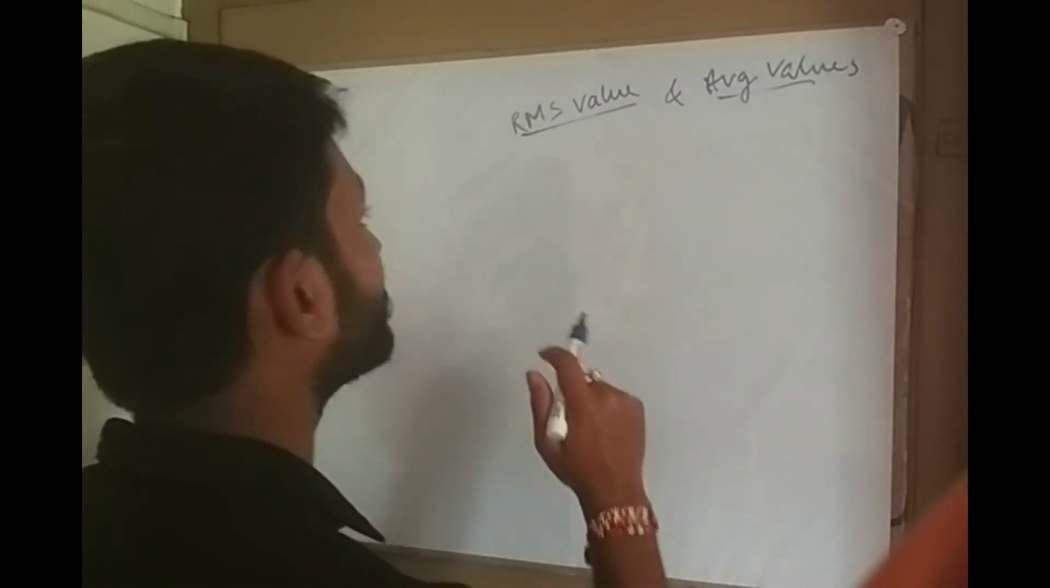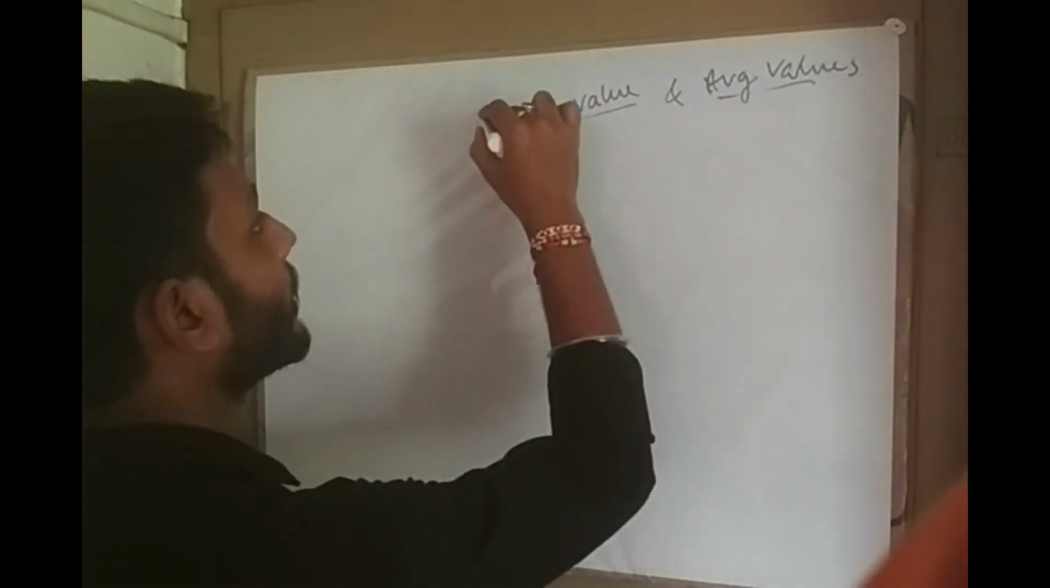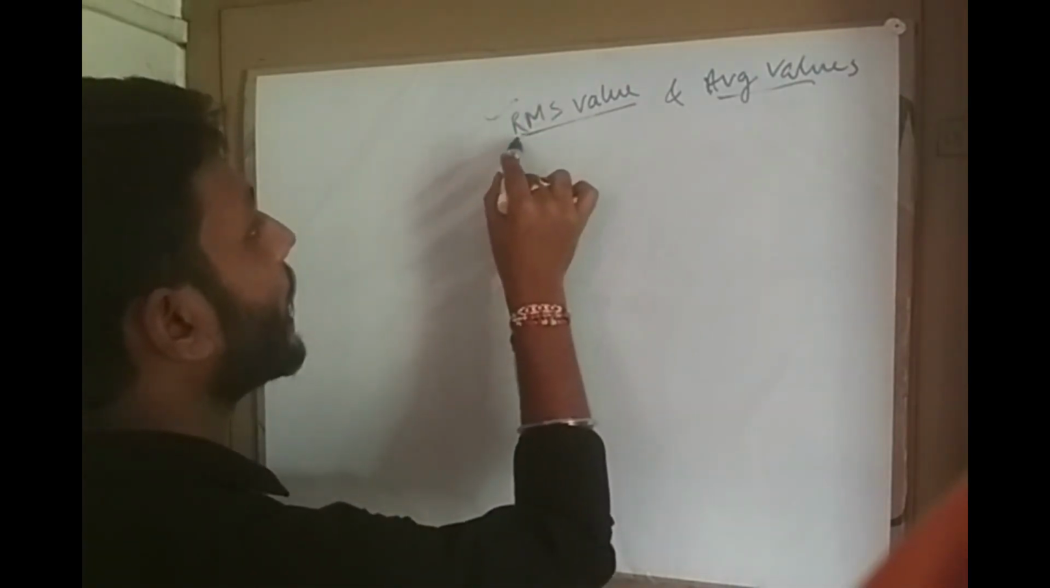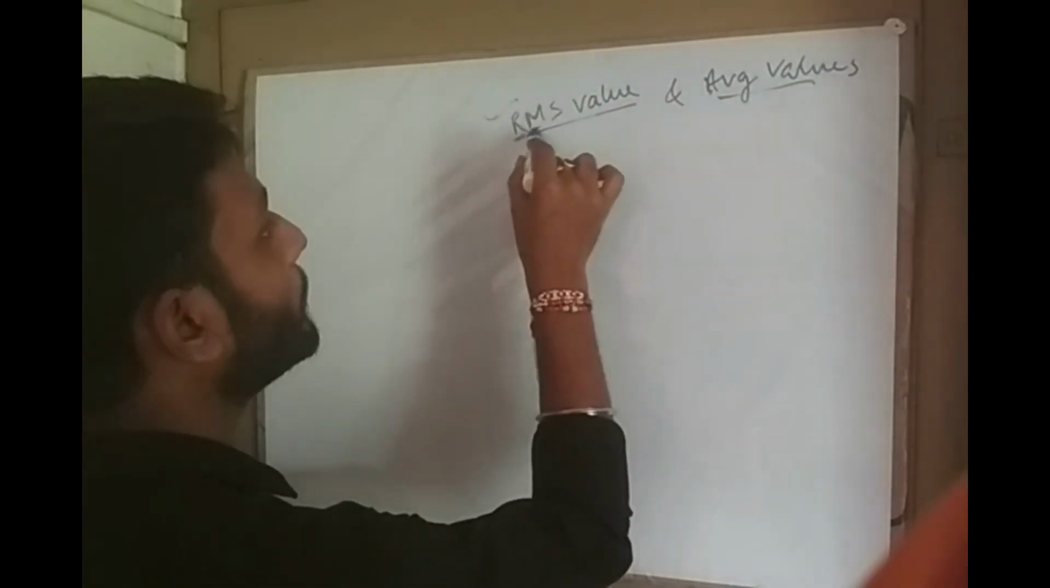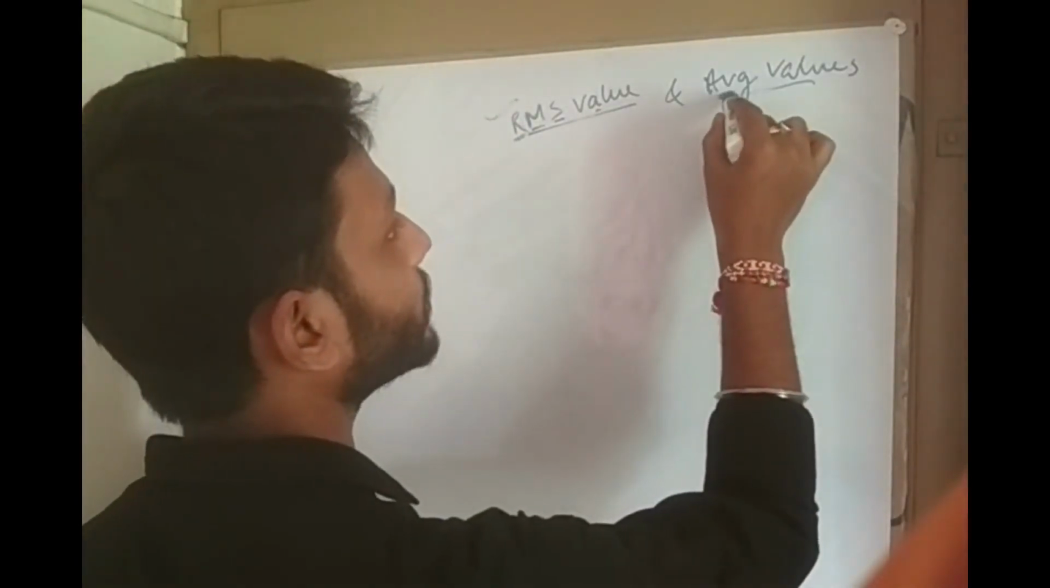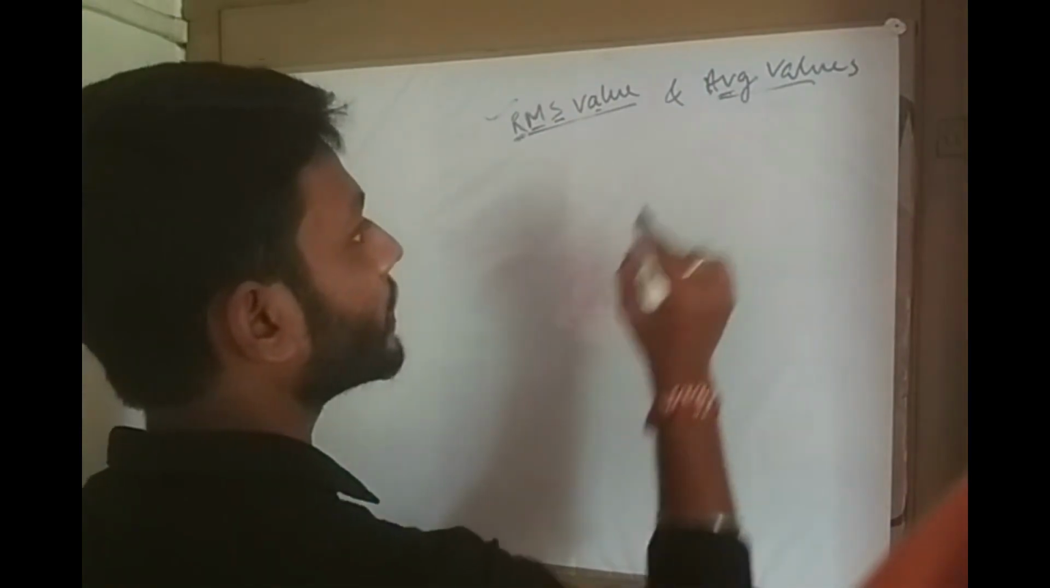Okay, now see, first we will discuss about the RMS value. The RMS, that is R, represents the root mean square value. RMS value represents that, and average value means the mean value.